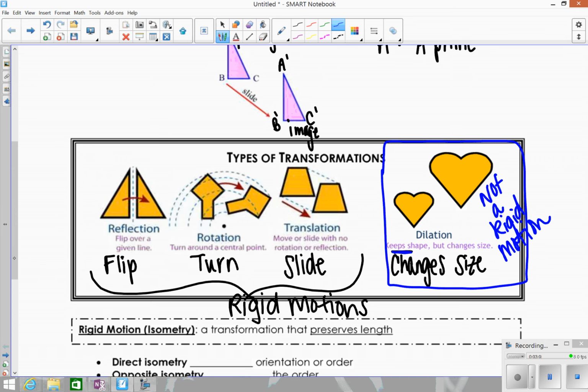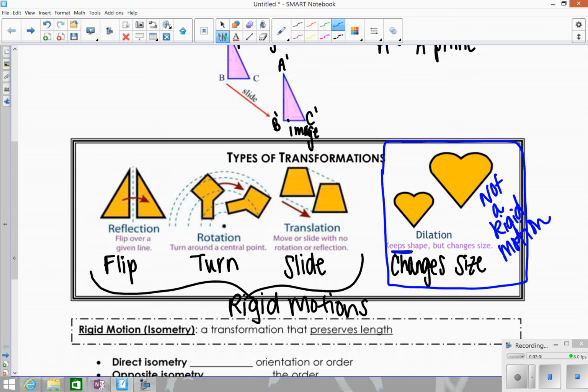Now, if you look down here, another name for rigid motion is an isometry. So when we talk about an isometry, it means that it's staying the same shape and it's staying the same size after you perform a transformation. So rigid motion and isometry go hand in hand. So you have to just know isometries are reflections, rotations, and translations. Dilations are not isometries, not rigid motions as well. So it means it's a transformation that preserves length, or it keeps the same shape and the same size. So when we say it preserves length, it means it's staying exactly the same.